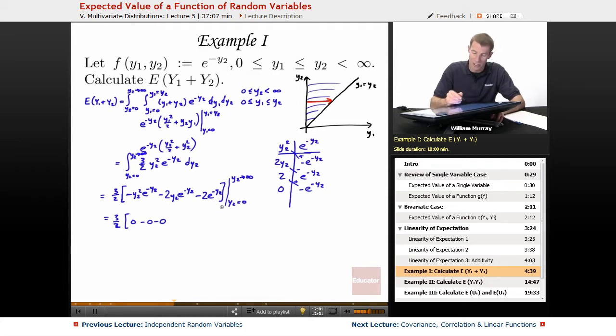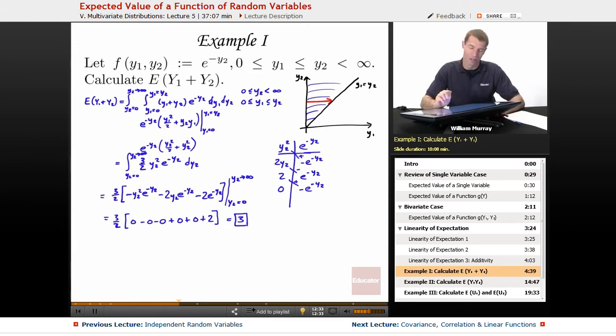Now I'm going to plug in y2 equals 0, and I'll get minus a minus, so plus, but it's 0 anyway. Minus a minus, so plus, but it's 0 anyway. Minus a minus, so it's plus 2 e to the 0, which is just 1, so plus 2. And all those zeros disappear. I've got 3/2 times 2. And so my answer, my expected value of y1 plus y2 is 3. And that finishes that problem.